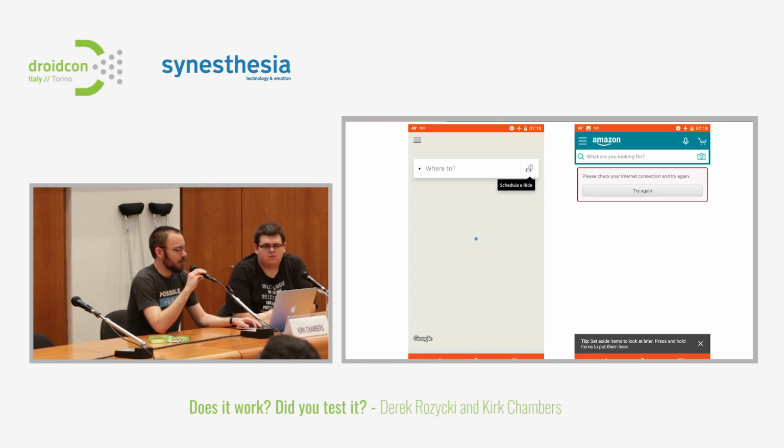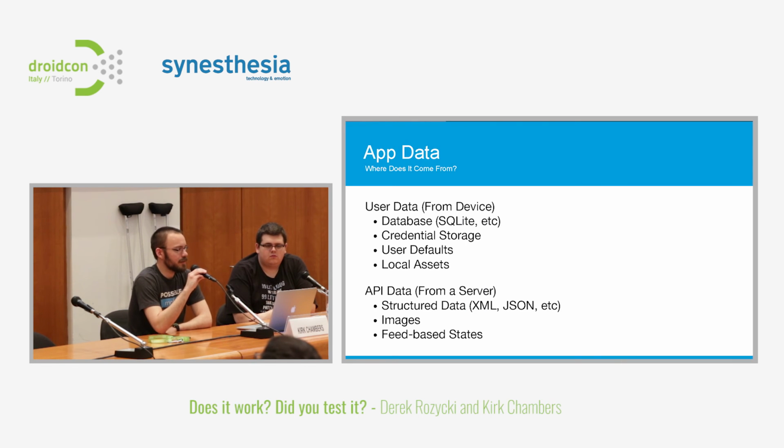And I mean, this isn't a very great UX, obviously, because I didn't have internet, but it's important to think about where your app is getting its data from. It's probably not just sitting in a vacuum somewhere. So what kind of data can your app have? Well, you can have user inner data. Obviously, you're probably going to have some kind of database, be it SQLite or something like that. You might have credentials that you're storing, maybe in shared prefs. You've got user defaults, you've got local assets and things like that. All this is sort of stored locally on your device.